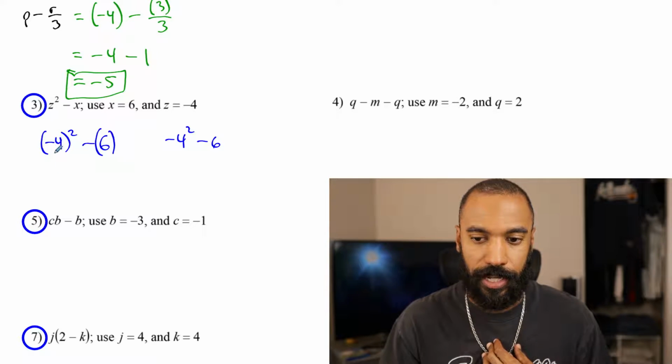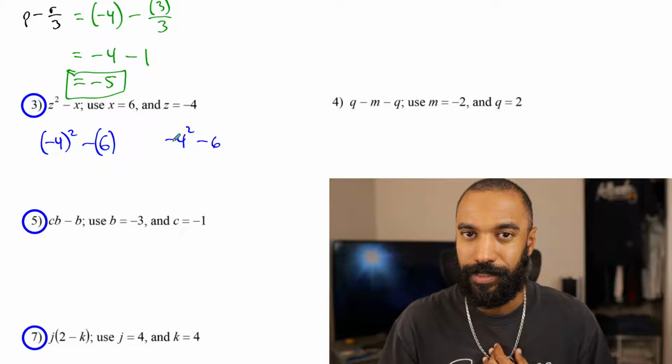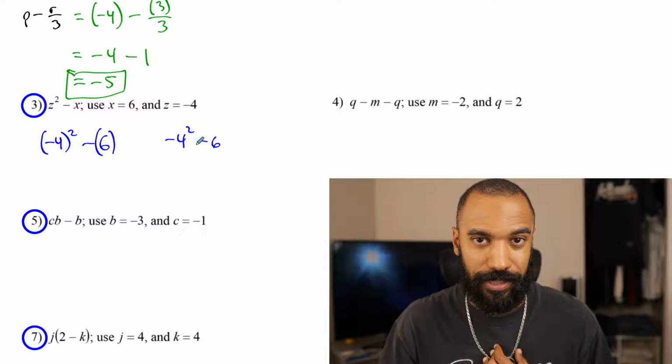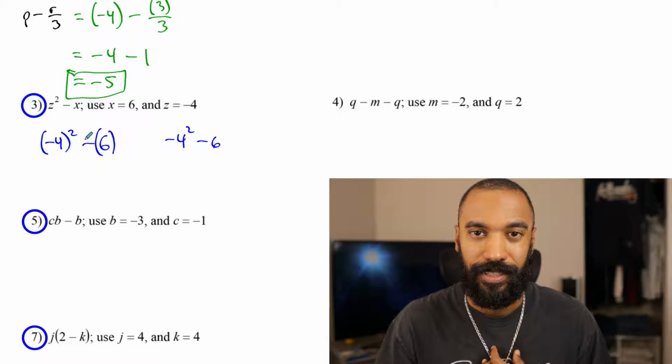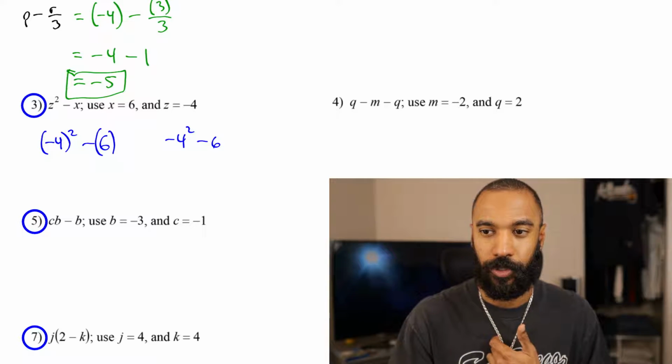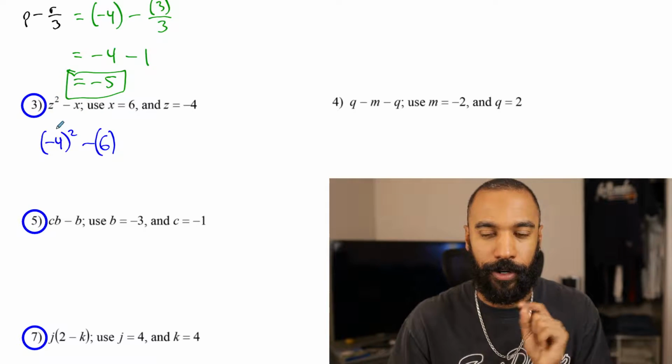The difference is this is negative 4 times negative 4. This is 4 times 4, where I apply a negative to it. So this answer is negative 16 minus 6, negative 22. This is 16 minus 6, which is 10. It's a big difference between the two, so it's super crucial you know which one. And to know, use your parentheses. Plug it in for your value.